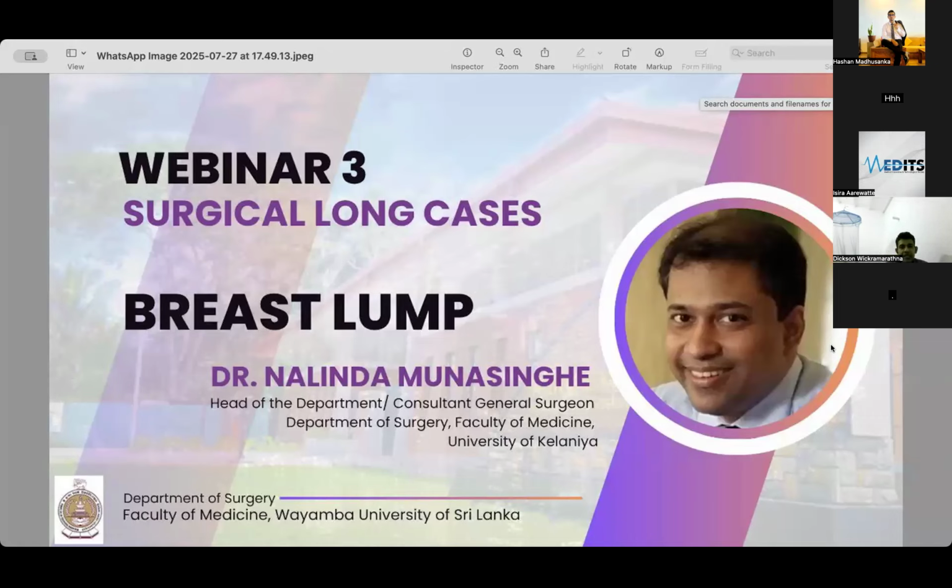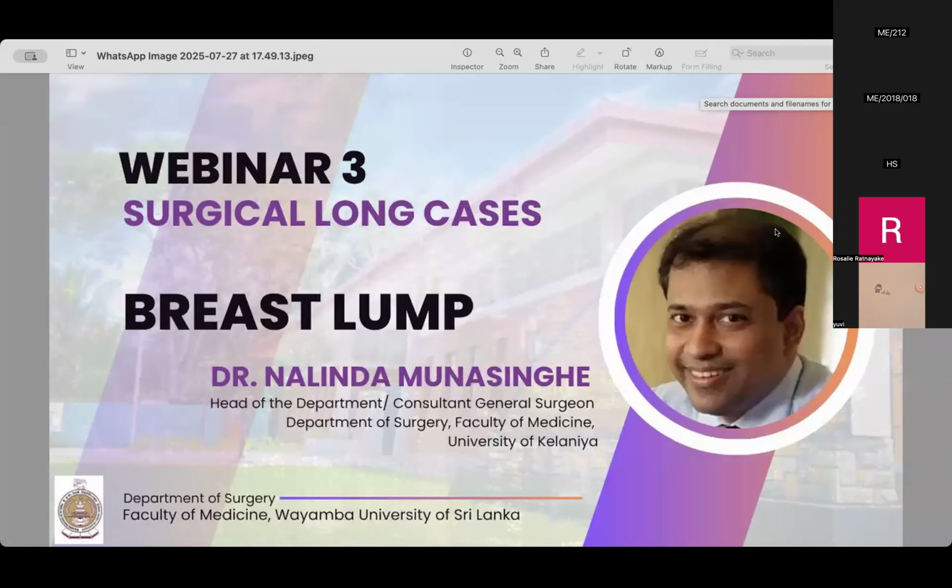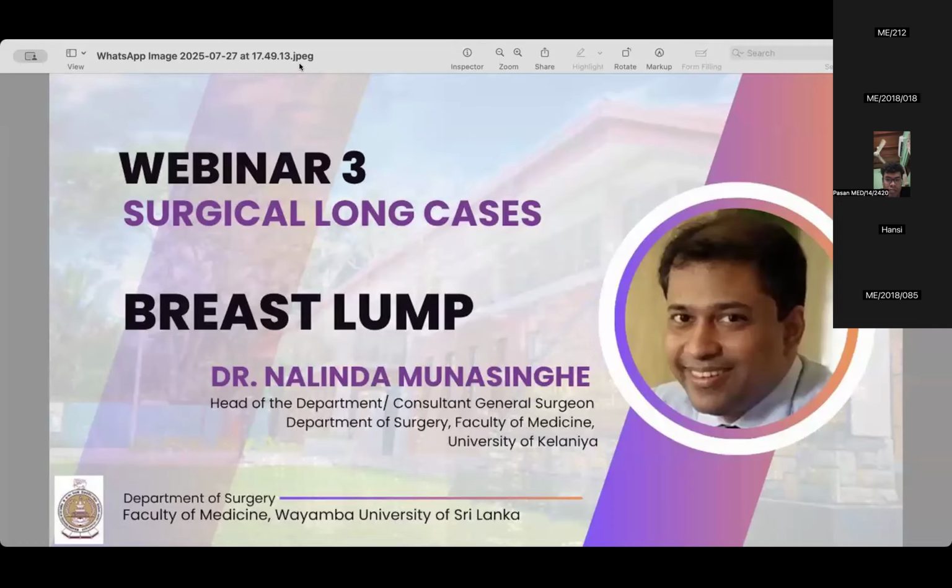Today, we are going to discuss management of breast lump. Today, our speaker is Dr. Nalinda Munasinghe. You know him. He's the head of the department, Faculty of Medicine, Ragama. He's a board certified breast surgeon, general surgeon with a special interest in breast surgery. He's a leading surgeon and has a lot of academic activities. Therefore, he is the best one to talk about management of breast disease. Dr. Nalinda Munasinghe.